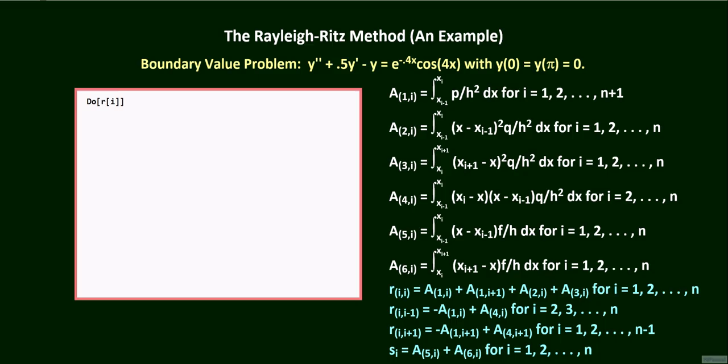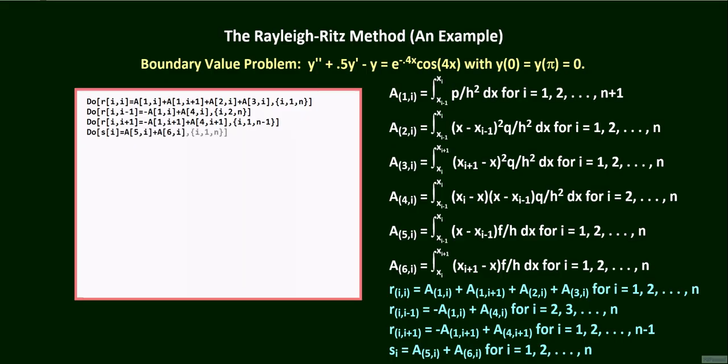R sub i equals a sub 1i plus a sub 1i plus 1 plus a sub 2i plus a sub 3i, with i going from 1 to n. R sub i minus 1 equals minus a sub 1i plus a sub 4i, with i going from 2 to n. R sub i plus 1 equals minus a sub 1i plus 1 plus a sub 4i plus 1, with i going from 1 to n minus 1. S sub i equals a sub 5i plus a sub 6i, with i going from 1 to n.